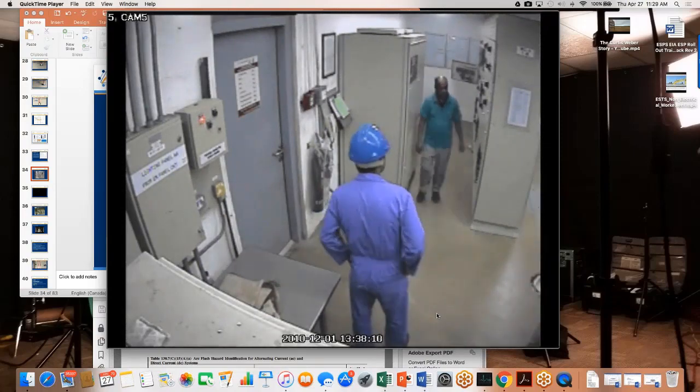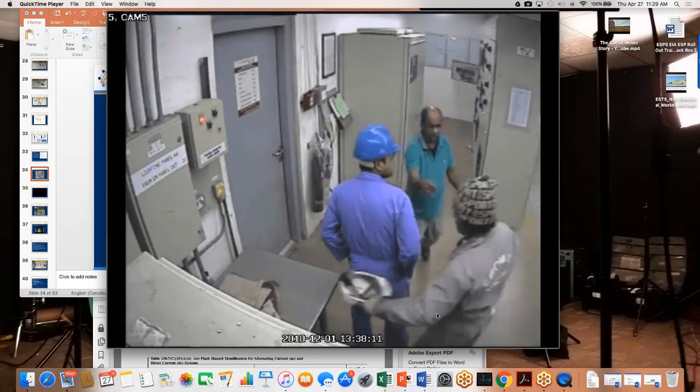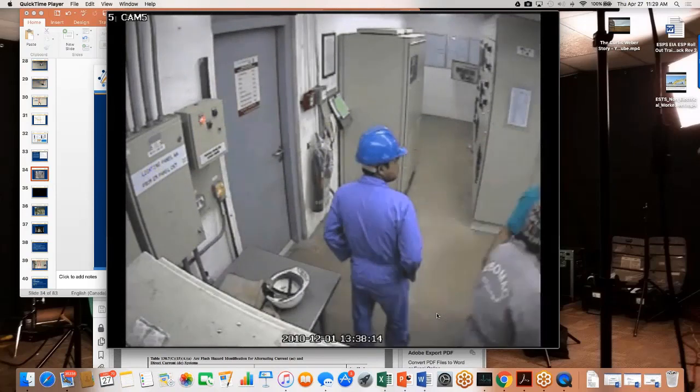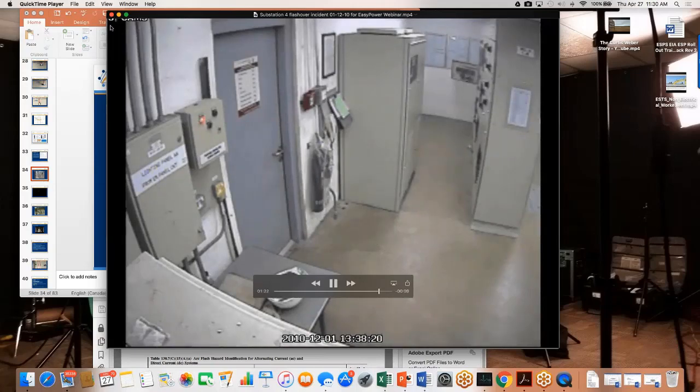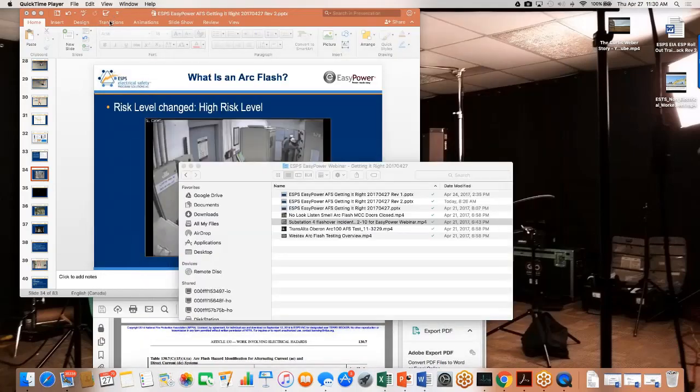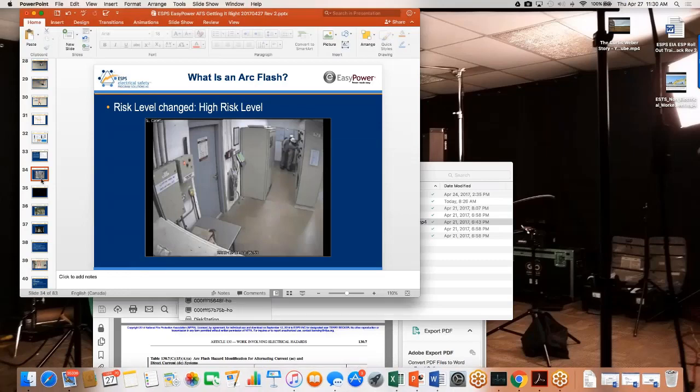Now the other problem that occurs here is they all walk away from the incident scene. So they should have had someone remain, maybe the guy in the blue coveralls, to make sure no one else went into the area. So again, as far as arc flash, what we're trying to do here is define it now by risk level.